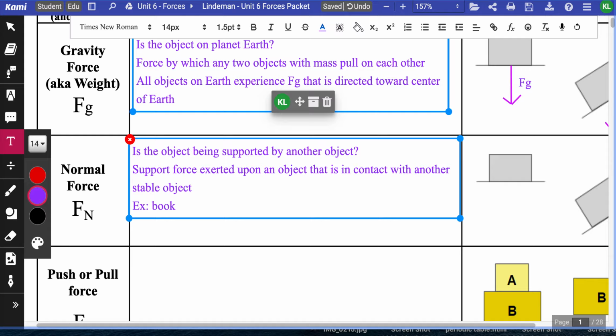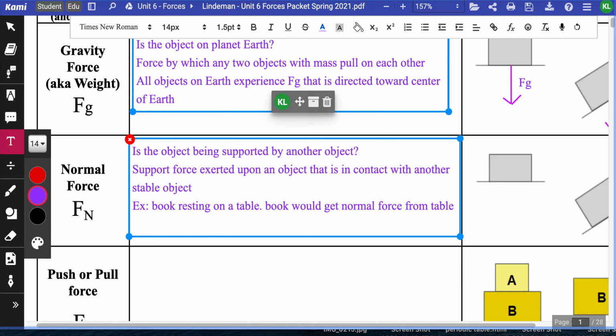An example of this would be a book resting on a table. So the book would get normal force from the table. This is always drawn perpendicular with the surface.